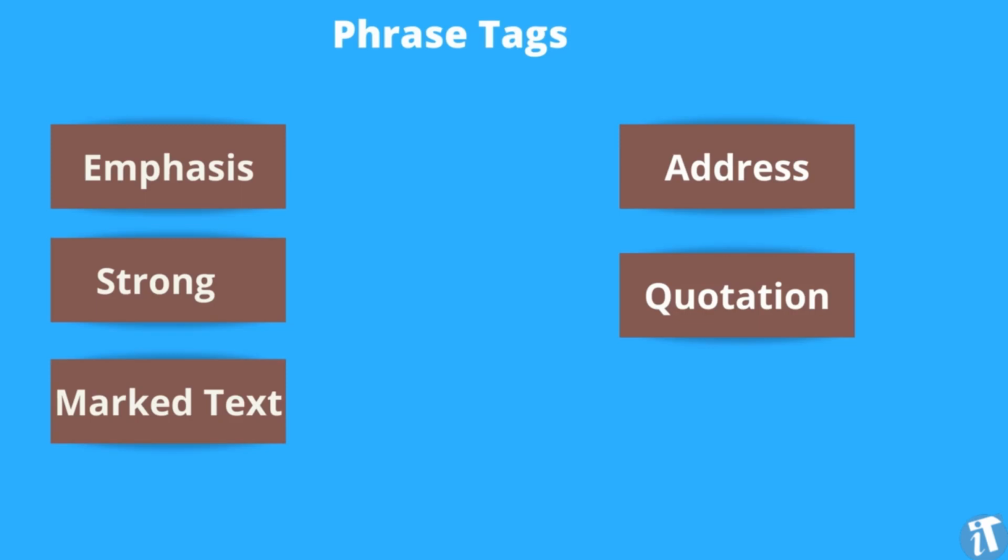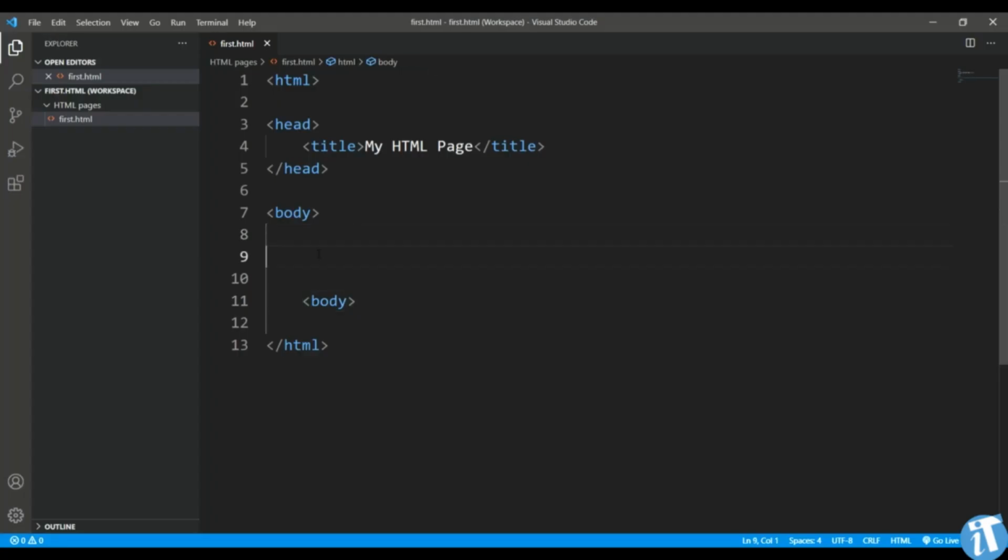Marked text will change the background to yellow. Strong will make it bolder. When you say address, it will basically come in a new line and then it will be italics. And the quotation tag will actually put the text in double quotes. So let's see how these tags will affect the output of an HTML document. So let's start the practical implementation now.